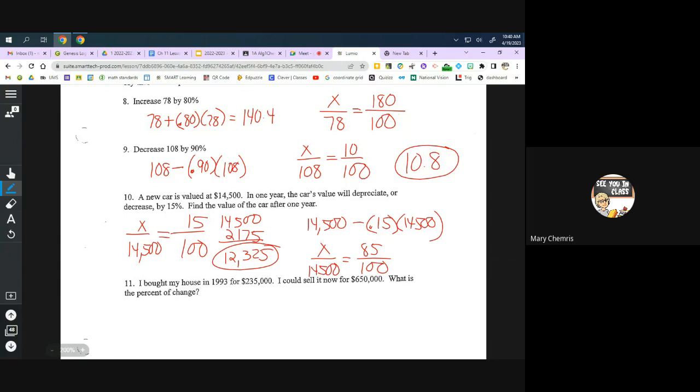Okay, and the last one says I bought my house in 1993 for $235,000. I could sell it now for $650,000. What is the percent of change? So I set up old, new, change. The old is 235, the new is 650, the change is 415. So I do change over original equals x over 100. And if I round my percentage, it's 177% increase.